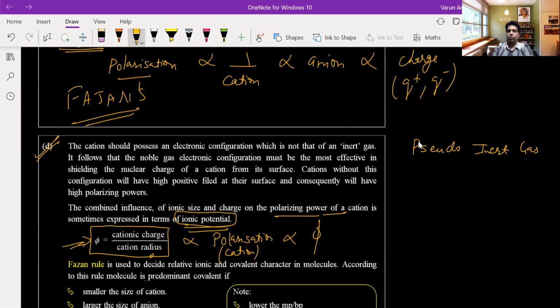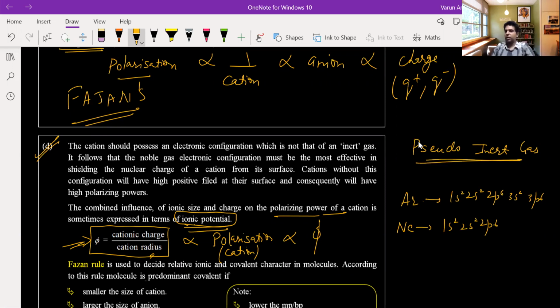Now, what do you understand by pseudo inert gas? You know argon, neon, xenon. These are inert gases. What is the atomic number of neon? That is 10: 1s2, 2s2, 2p6. Then argon is 18: 1s2, 2s2, 2p6, 3s2, 3p6. Right? Pseudo inert gas configuration is not this one. These are the inert gas configurations that you know.